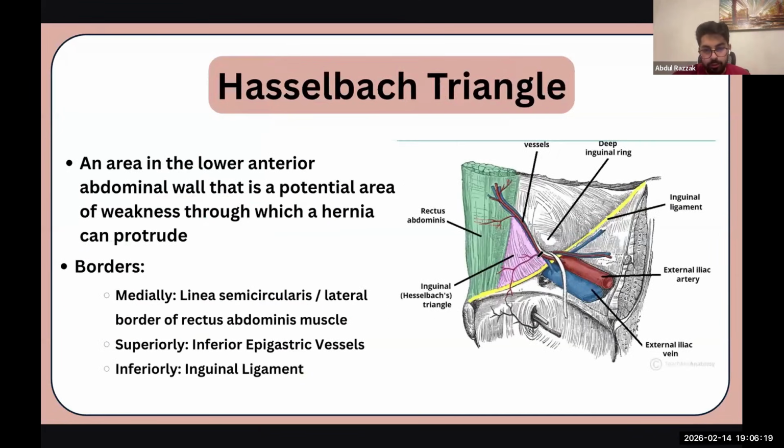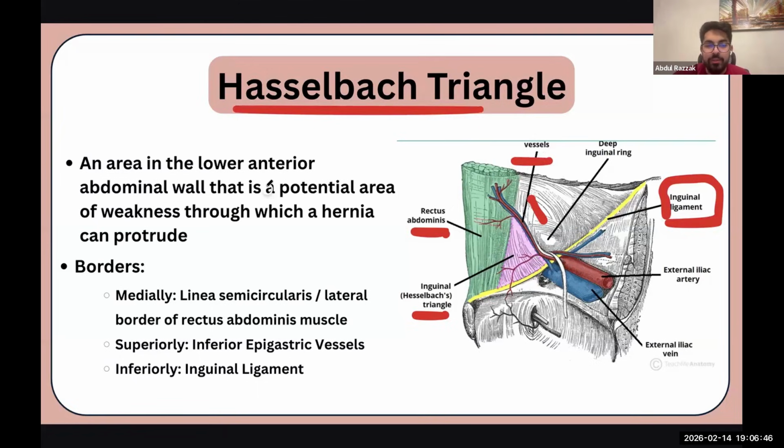Now the last anatomical thing is the inferior epigastric artery. So now these are the inferior epigastric arteries and the vein or vessels. Now, as you can see, there is a triangle here formed by these three structures. The first one is the lateral wall of the rectus abdominis muscle. The second one is the inguinal ligament. And the third one is the inferior epigastric vessels. They form a triangle here called Hasselbalch's triangle. This triangle is an area of weakness through which a hernia can protrude.